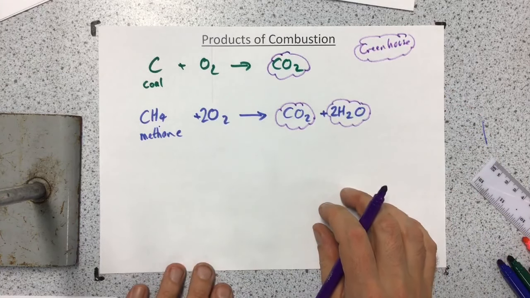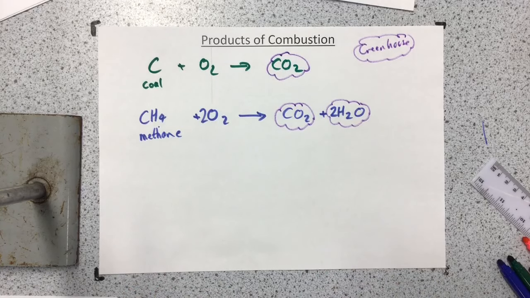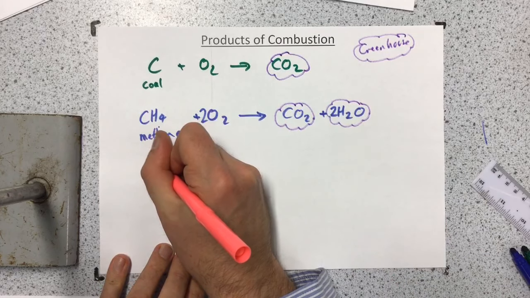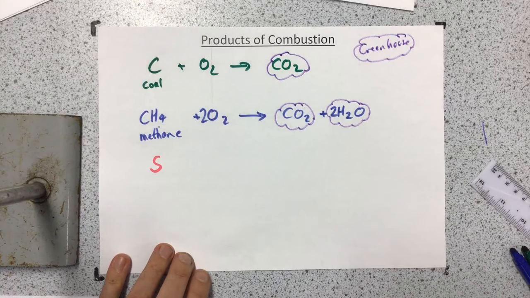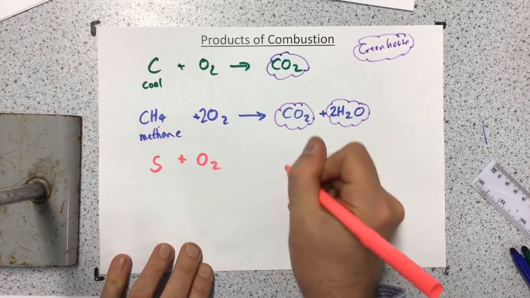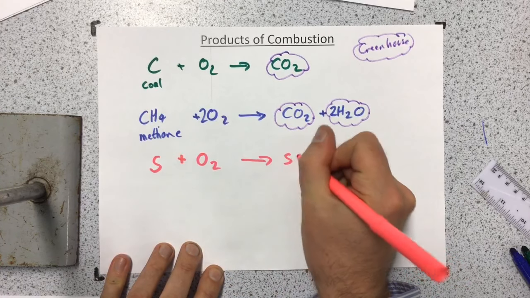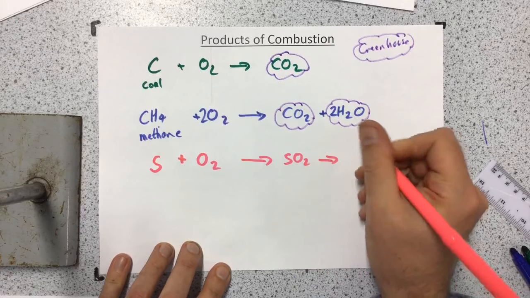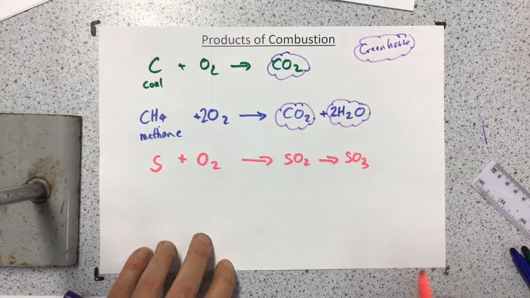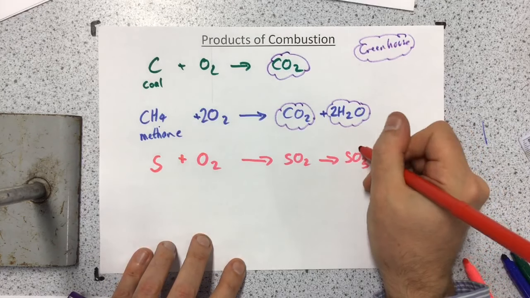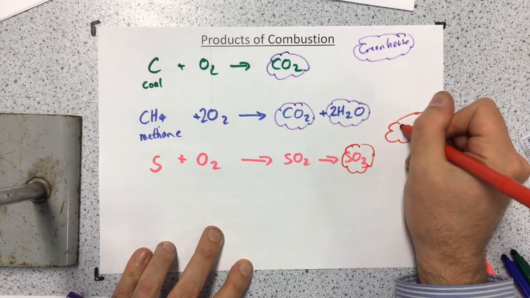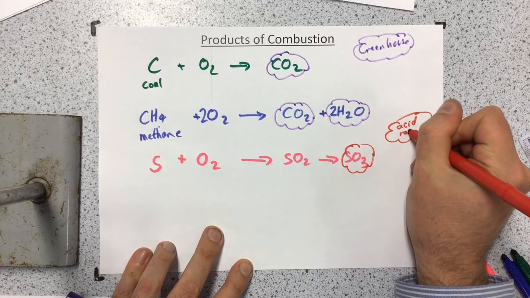but the carbon dioxide and the water are both greenhouse gases. Now, there's also a little bit of a problem here, is that all fossil fuels contain a little bit of sulfur. Sulfur reacts with oxygen to form sulfur dioxide. That can turn into sulfur trioxide in the atmosphere, SO3, and that is responsible for acid rain.